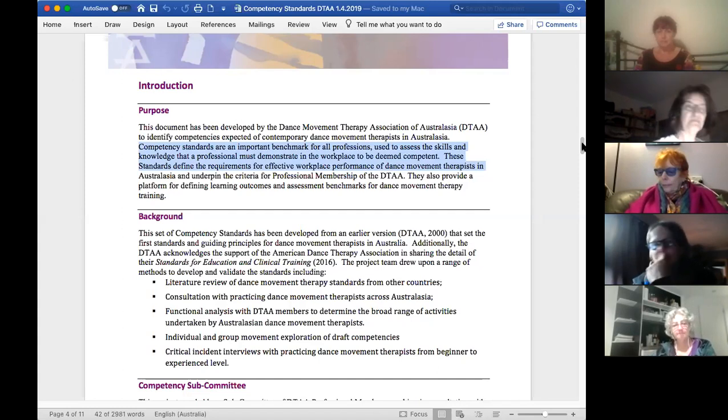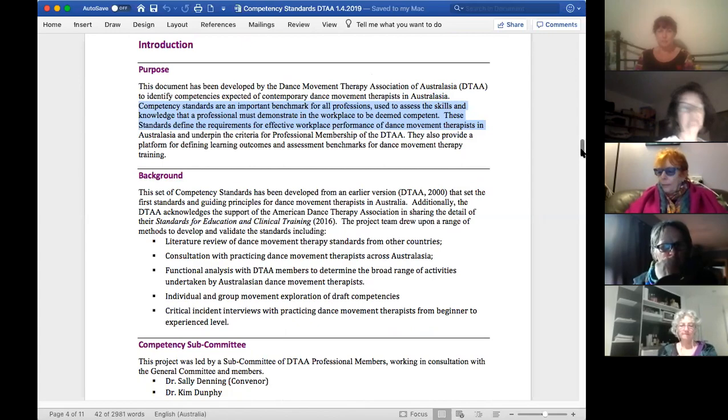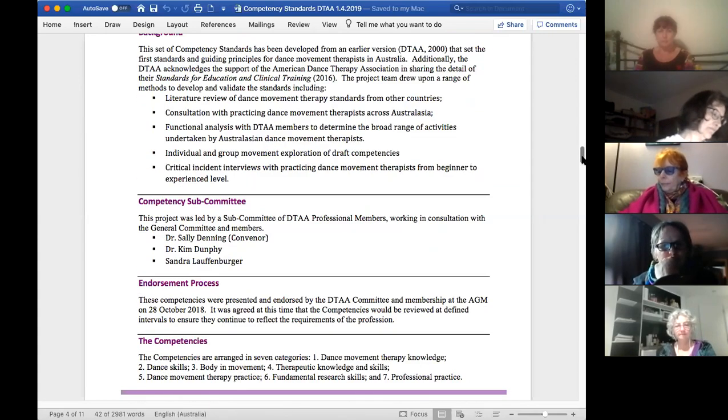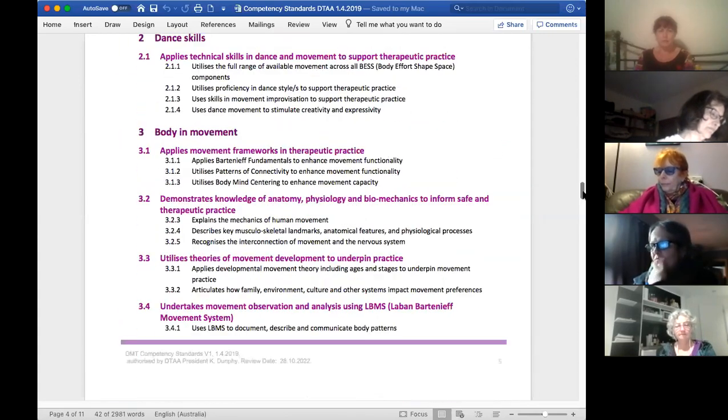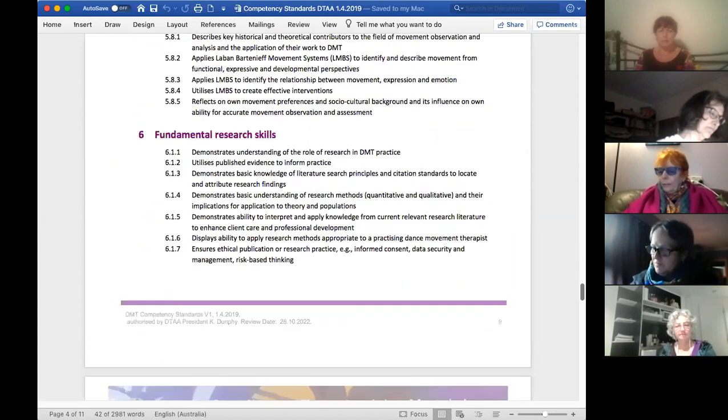I'm going to just whiz us down to the glossary. Part of the task tonight, and why we haven't made slides, is that we want people to become familiar with this document.